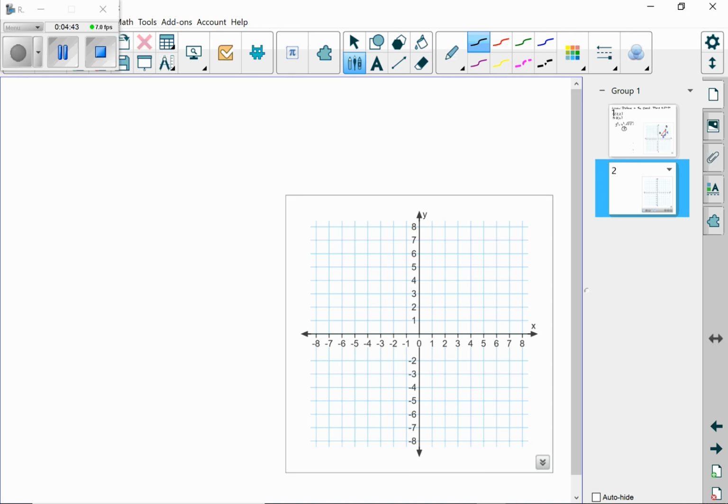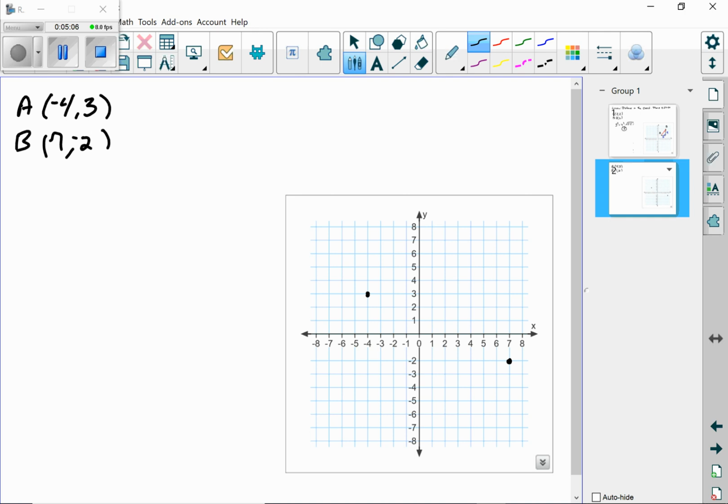So let's say this time we have a point, and our point A is over here at (-4, 3). So A is at (-4, 3). And B, I don't know, we'll put B way down here at (7, -2).